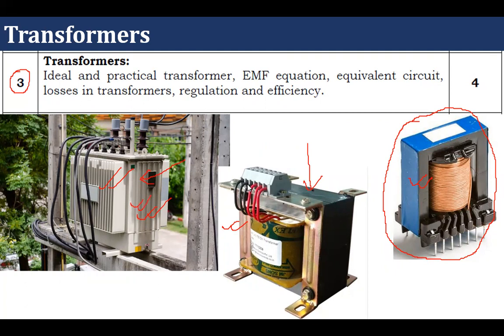So here we have to go through ideal and practical transformer. What is the difference? Then after EMF equation of a transformer, then we have to know how we can draw the equivalent circuit for a transformer. Then we have to go through losses through the transformer and efficiency and regulation of it.